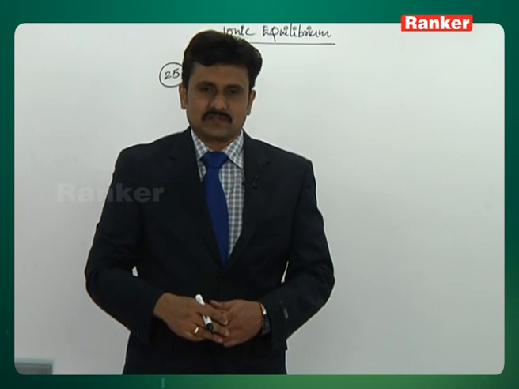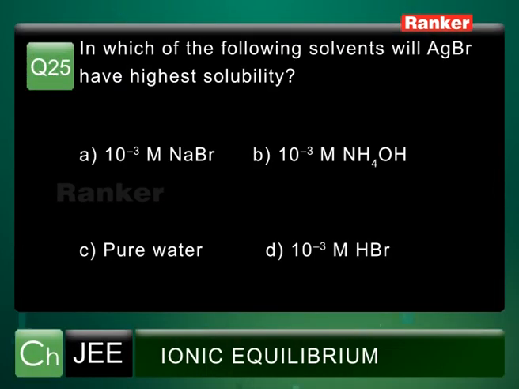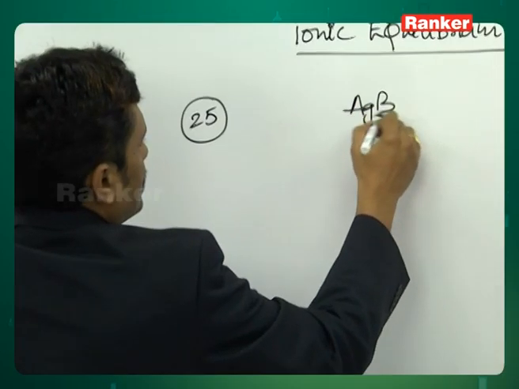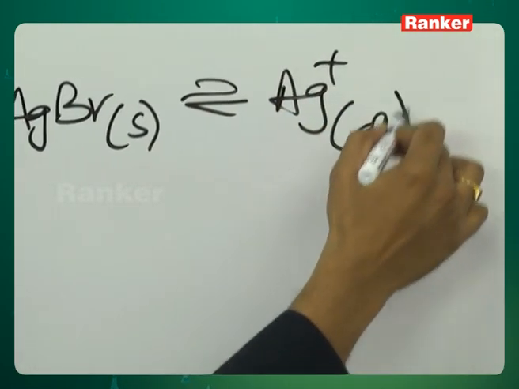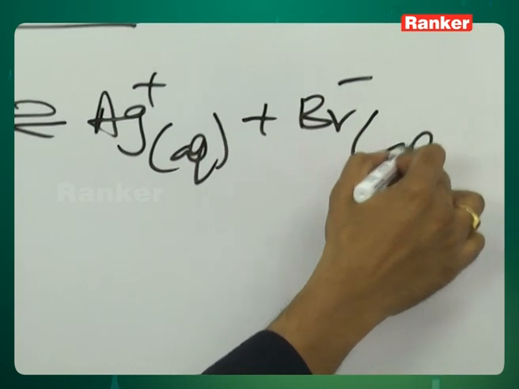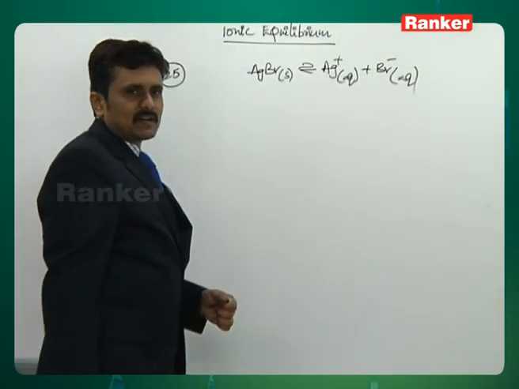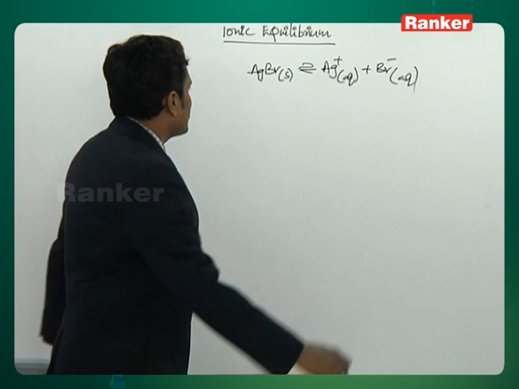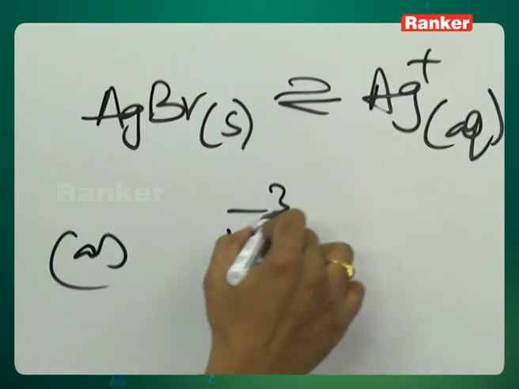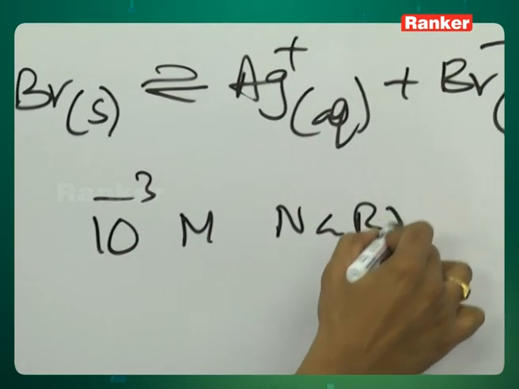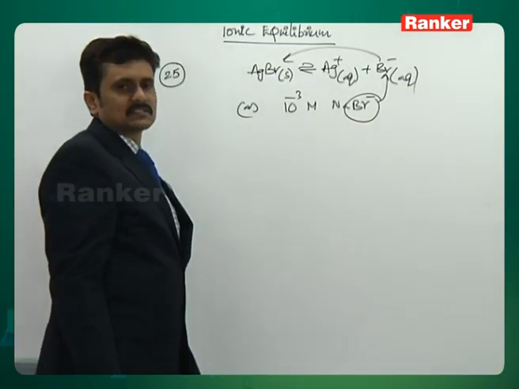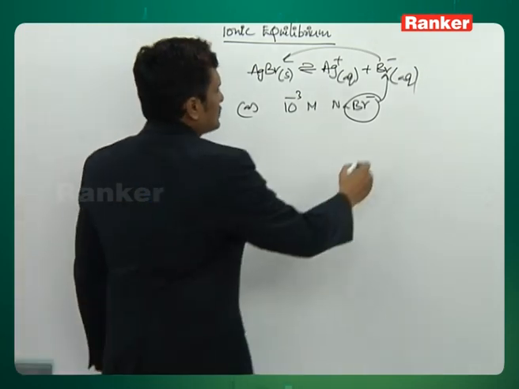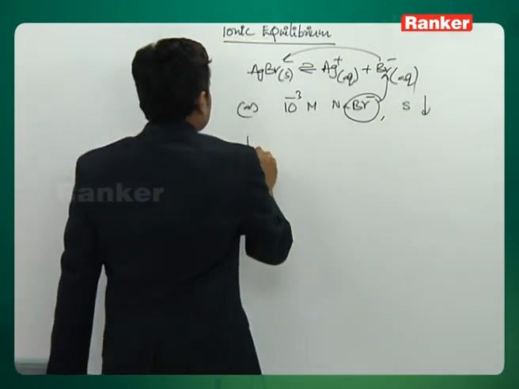In which of the following solvents will AgBr have the highest solubility? The AgBr, which is an insoluble salt, a yellow precipitate, is going to dissociate into Ag plus and Br minus. Now the options: option A, 10 to the power minus 3 molar NaBr. I mean to say, when you are adding the bromide ion again from outside, due to the common ion effect, this will be pushed in the backward direction, and we know that the solubility is going to decrease.